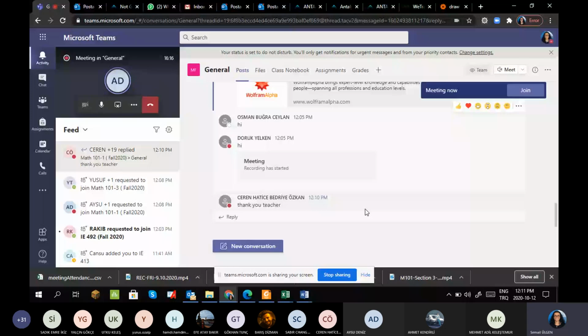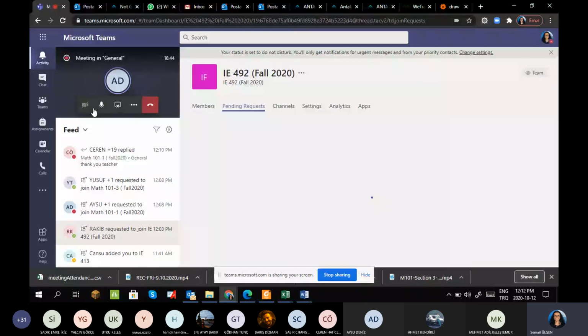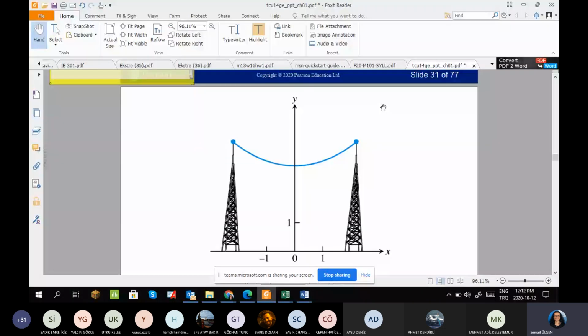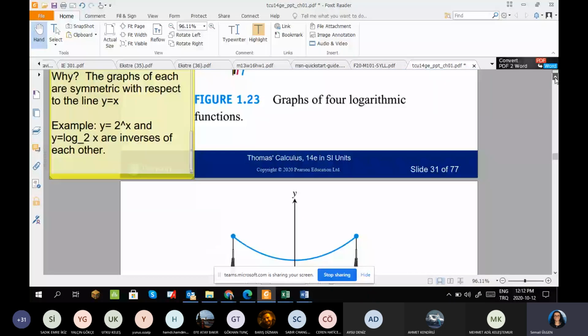Okay, so we were talking about inverse functions, right? For example, logarithm and exponential are inverses of each other. Let's do another Wolfram Alpha. Do you know any other functions that are inverses of each other, or is there any function that you're interested in finding the inverse of? Can you give me a function name?